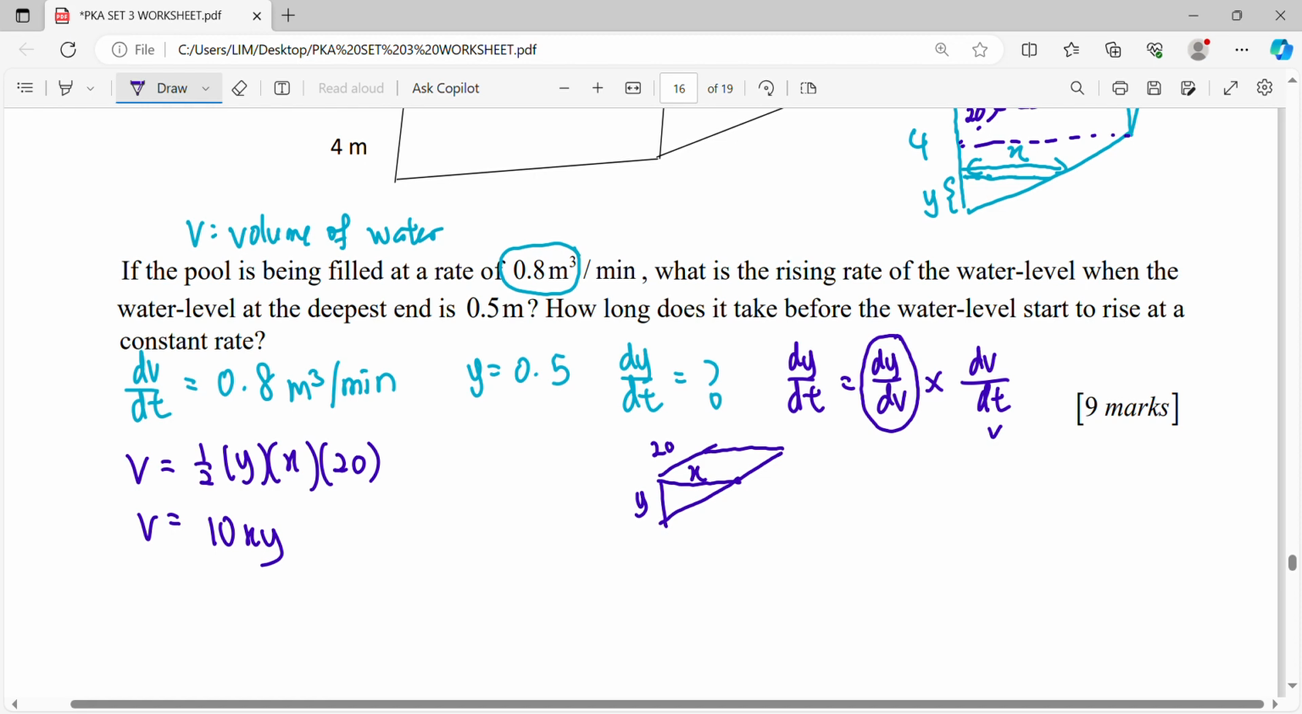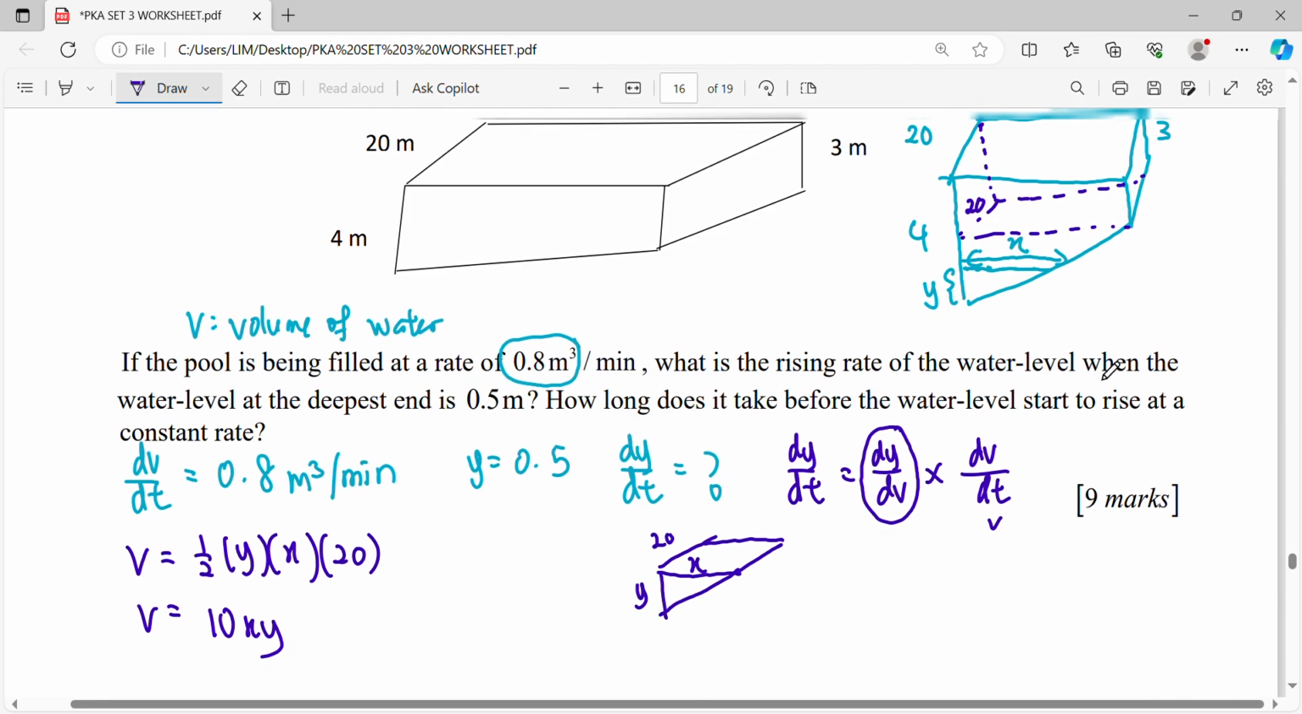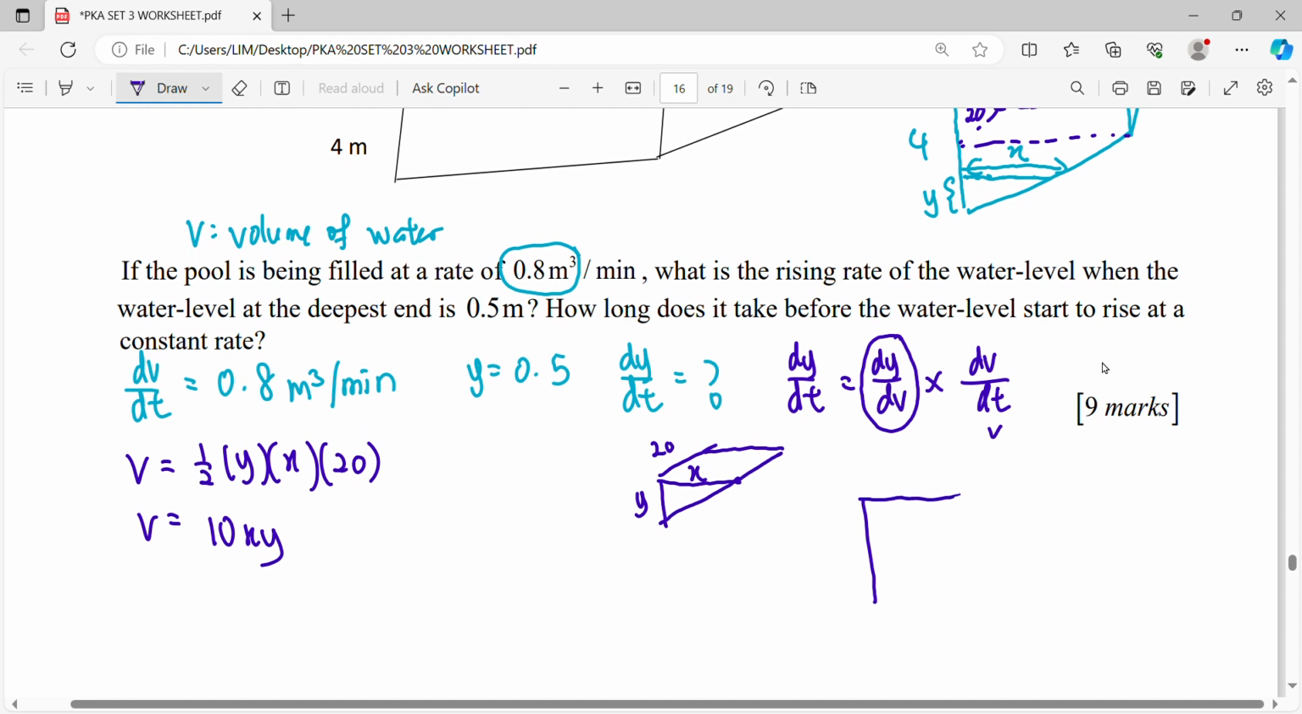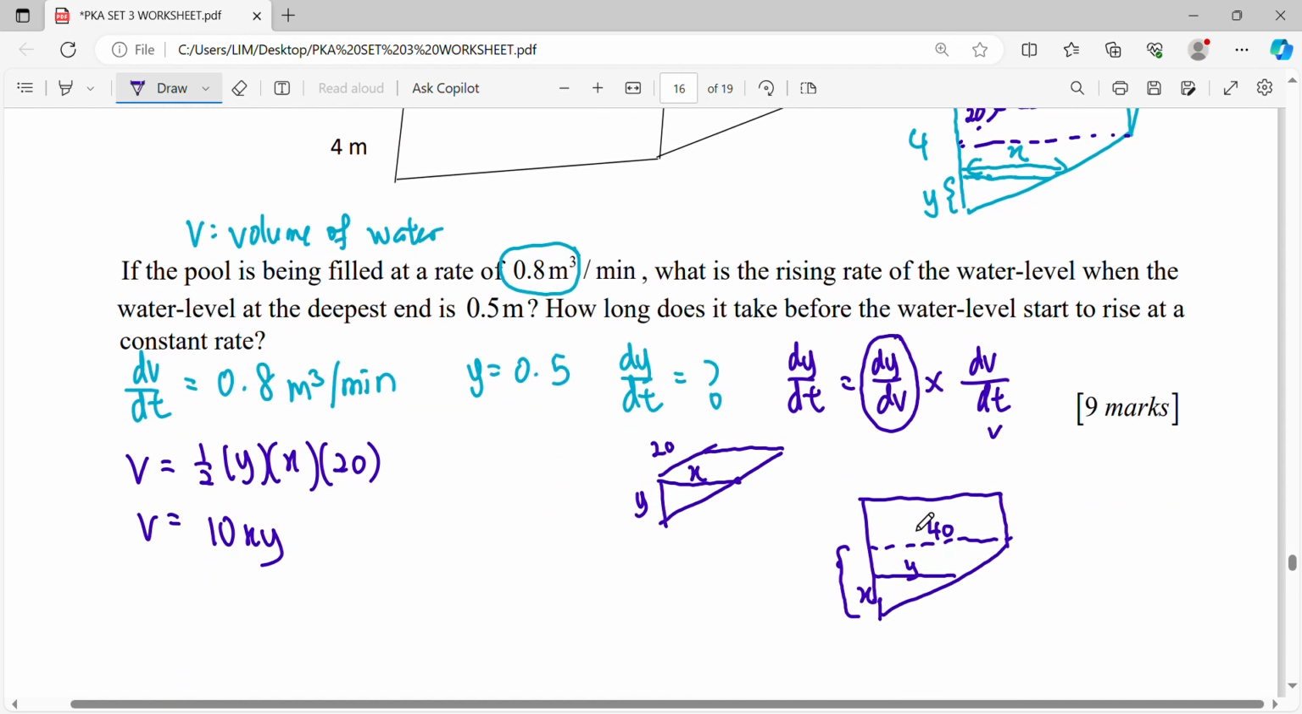We just look at the cross-sectional area here. When you look at the cross-sectional area, in the full diagram it will be a trapezium. So here will be constant as 40, but your water here is just y, and then your water here is just x. So what is here? The shallow dip is 3, the deep area is 4. So this is 1 and this is 1 and 3.